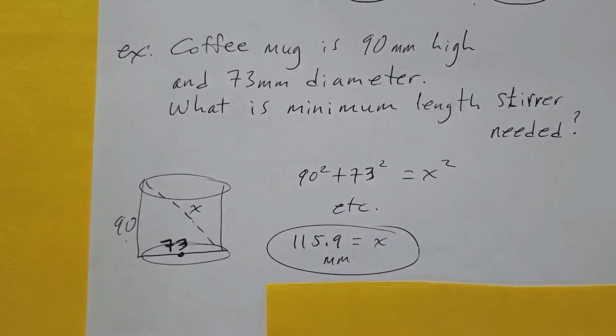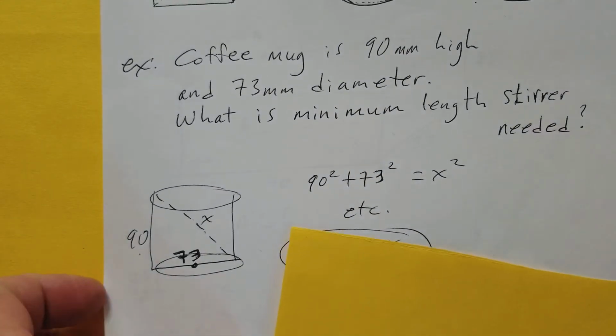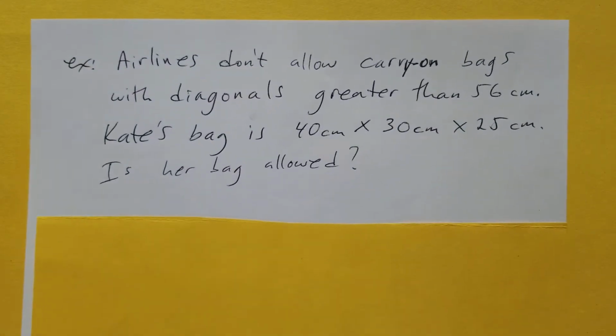Okay? So what we're talking about today is a 3D drawing where we can get a flat right triangle somewhere in there, and then we work with it. So this was pretty straightforward. The second example might involve a little more drawing on your part.